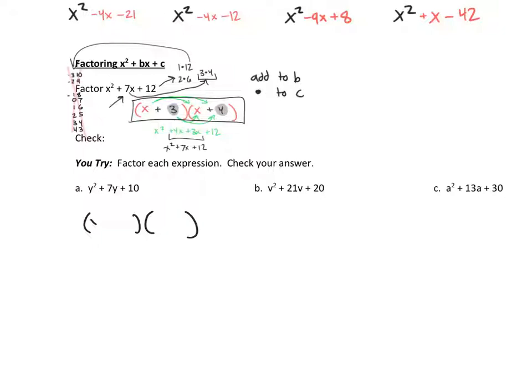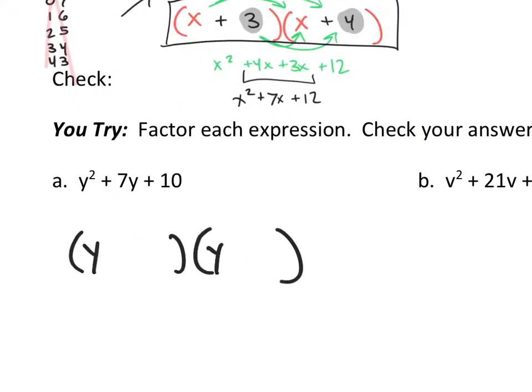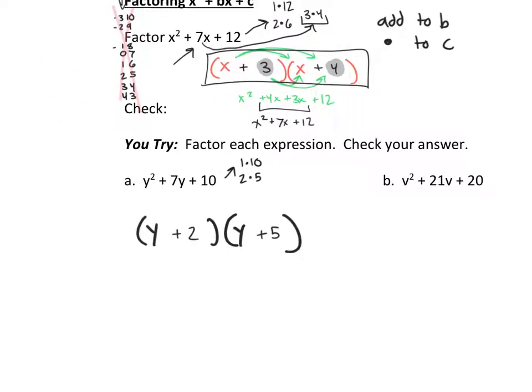So this one's going to start y and y. We're thinking about factors of 10. It's 1 and 10, 2 and 5. And which of those add up to 7? The 2 and the 5. That's how easy the simple type of factoring can be.